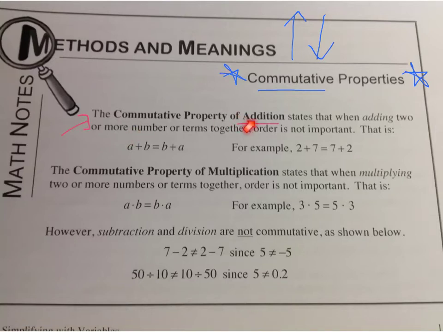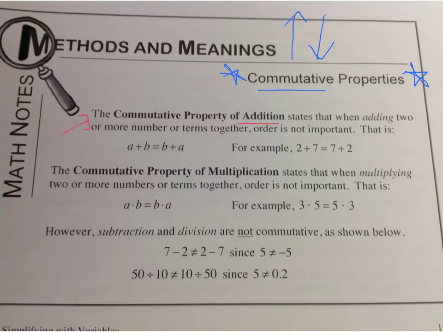It says that when you add two or more numbers together, the order doesn't matter. You can just switch it around, just like when you're driving to work. So if you look here, 2 plus 7 is the same as 7 plus 2. We know when you're adding, the order doesn't matter. That's called the commutative property of addition. That means you can flip it in either order. Here's another example: A plus B is the same as adding it the opposite way, B plus A.